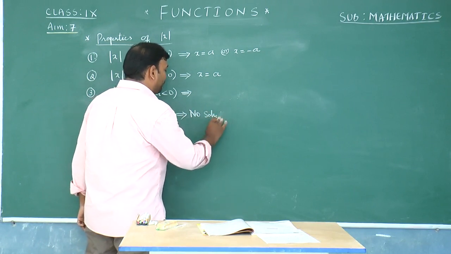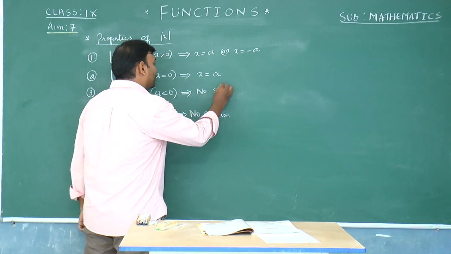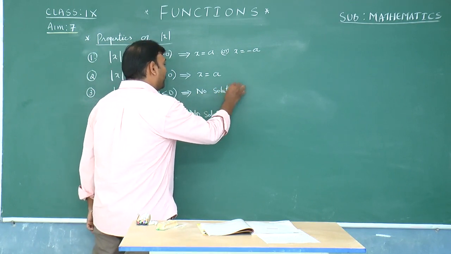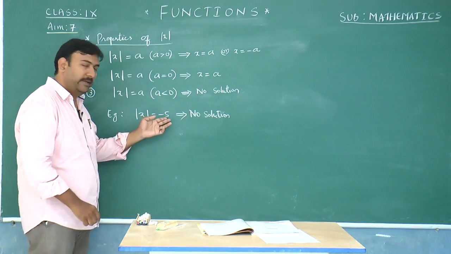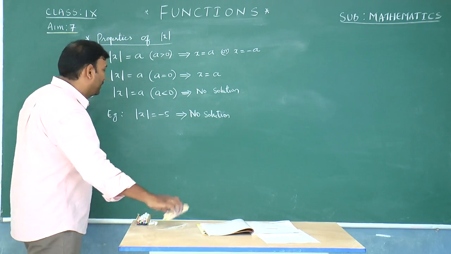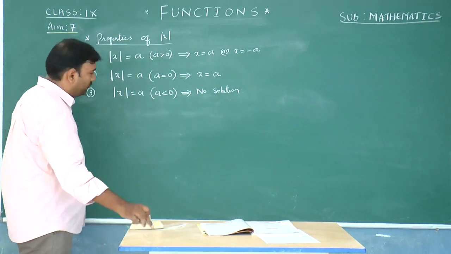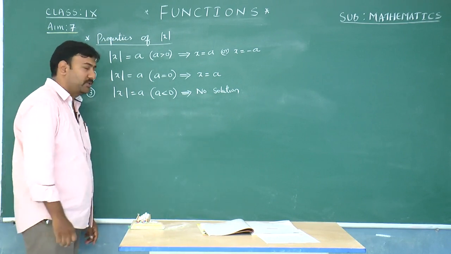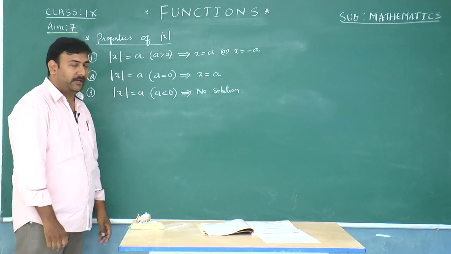In this case there is no solution, because whatever value you take in place of x, the absolute value of x is never negative. So there is no value of x that satisfies the equation, and the solution does not exist. That means there is no solution for such an equation. So I have considered a few properties of the absolute value equations.